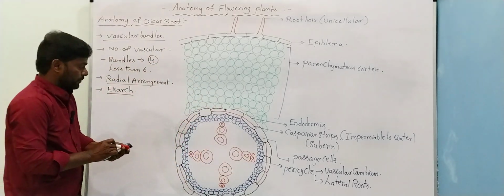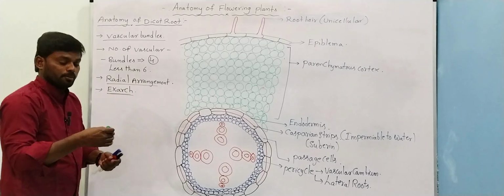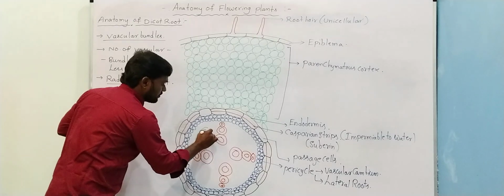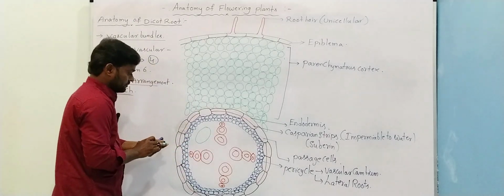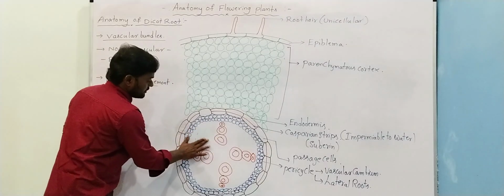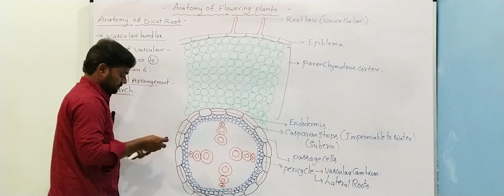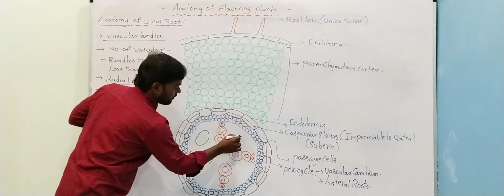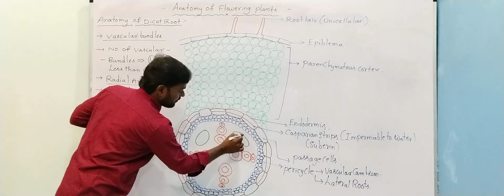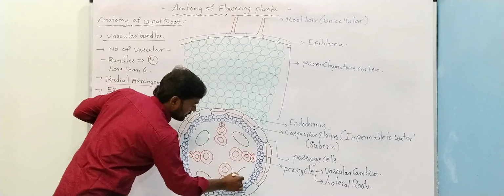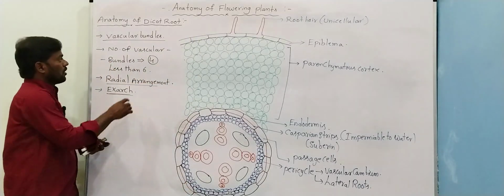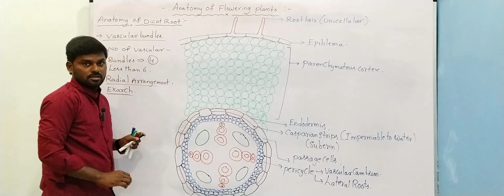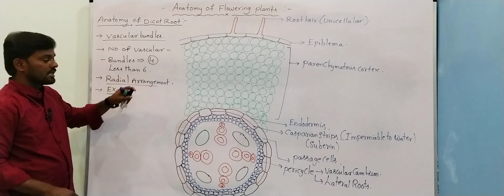Between the xylem patches, the phloem is present. I'm showing it in black color. This black colored part is called phloem. Here also phloem, here also phloem, and here also phloem. So how many vascular bundles are present? 4 xylem patches and 4 phloem patches. Number of vascular bundles is 4, less than 6.